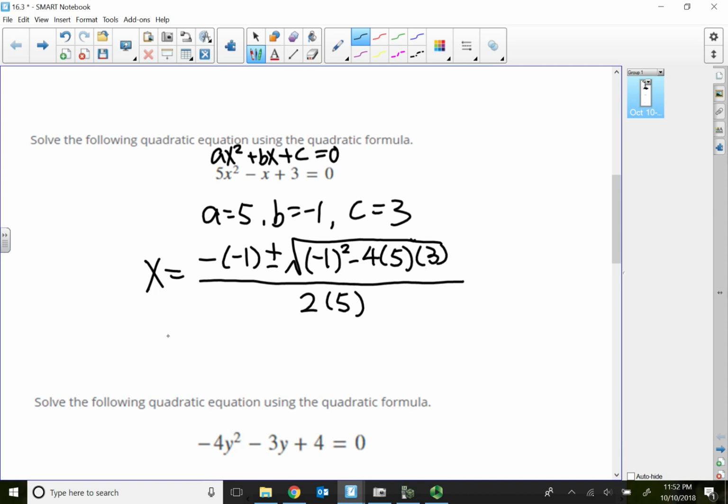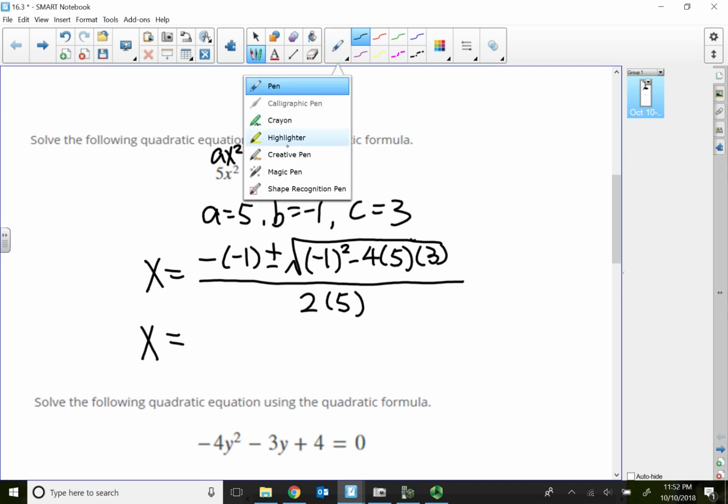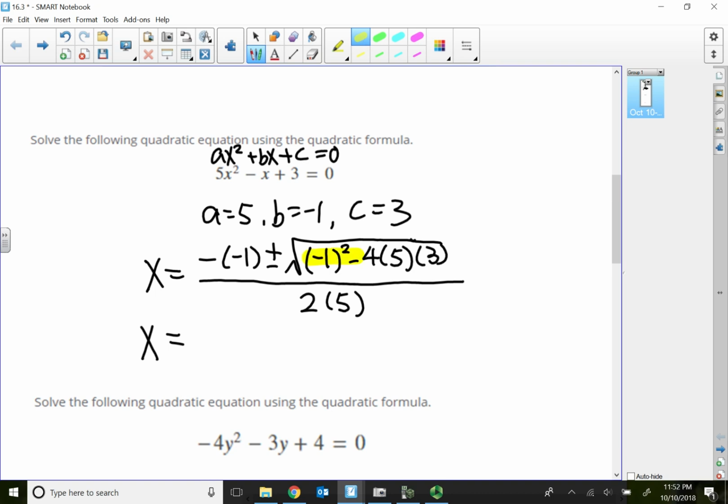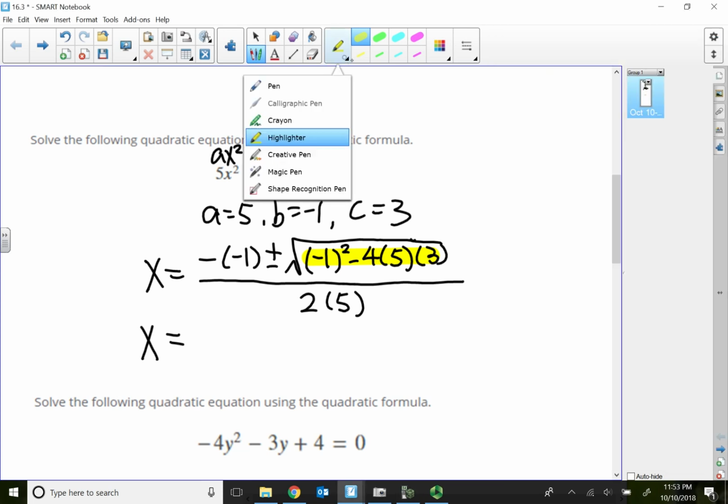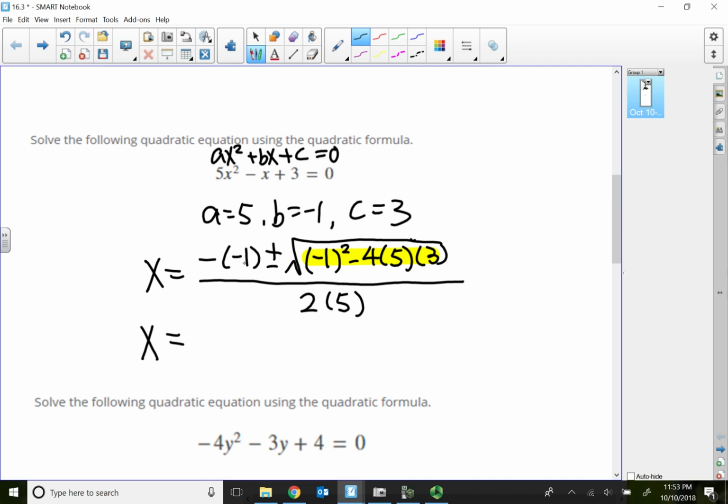Let's simplify this. The first thing I will ask you to do is figure out exactly what's inside the square root without entering the square root, typing exactly how we write it: negative 1 in parentheses squared minus 4 times a times c. What's inside the square root is negative 59. So negative times negative 1 is positive 1, plus or minus the square root. What's inside the square root turns out to be negative 59, whole thing over 2 times 5, which is 10.